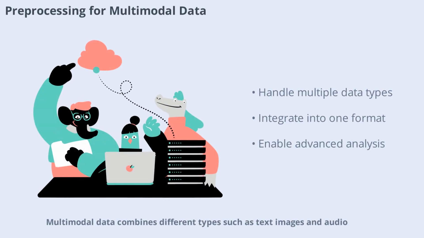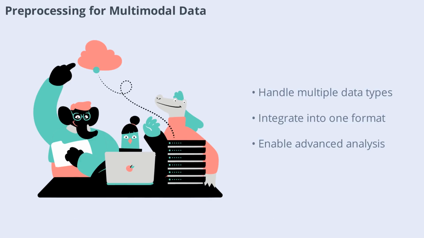Multimodal data combines different types such as text, images, and audio. Preprocessing multimodal data requires handling each type appropriately and integrating them into a unified format. This enables comprehensive analysis and supports advanced applications like multimedia search or cross-modal retrieval.